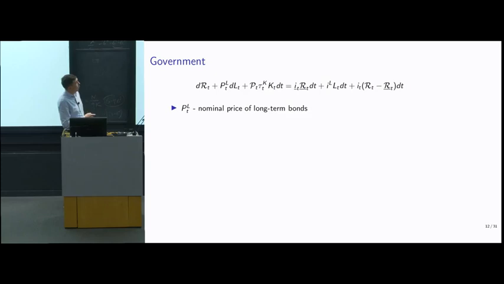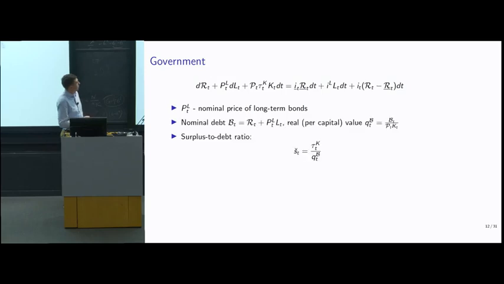How do you spend this money? Well, you have to pay the interest on required reserves. You have to pay the interest on excess reserves. And you have to pay the interest on bonds. And as we said before, this is the nominal price of long-term bonds.